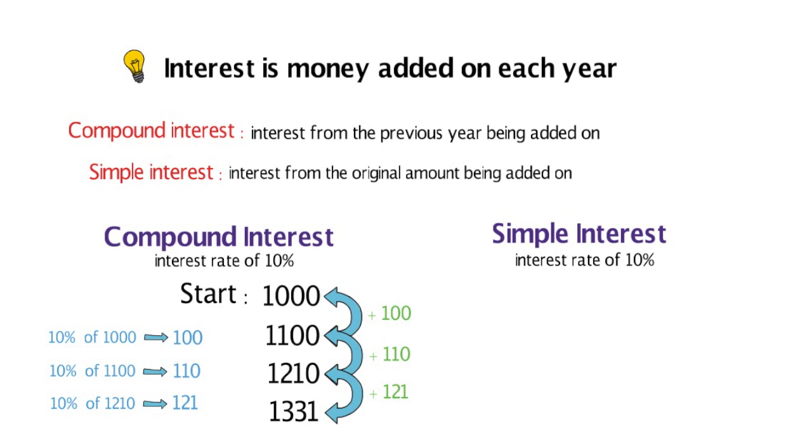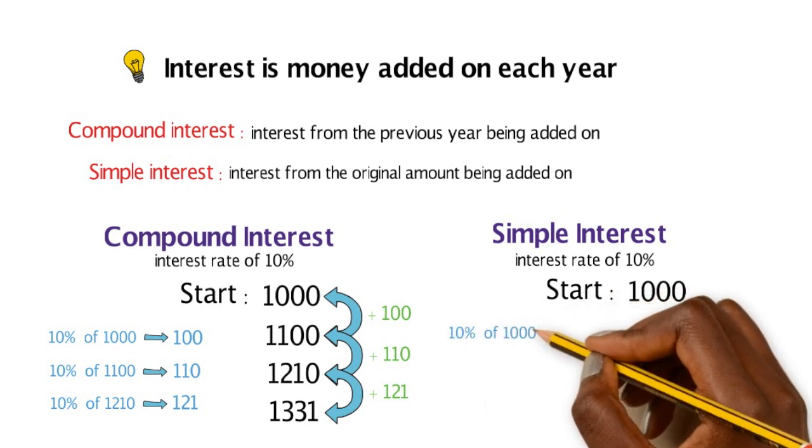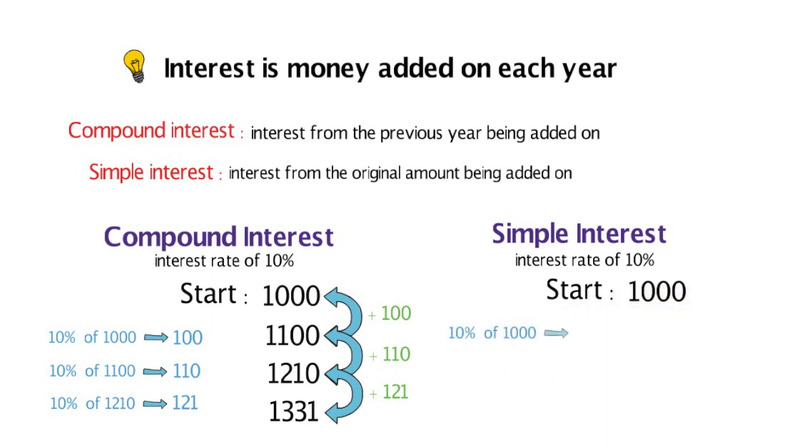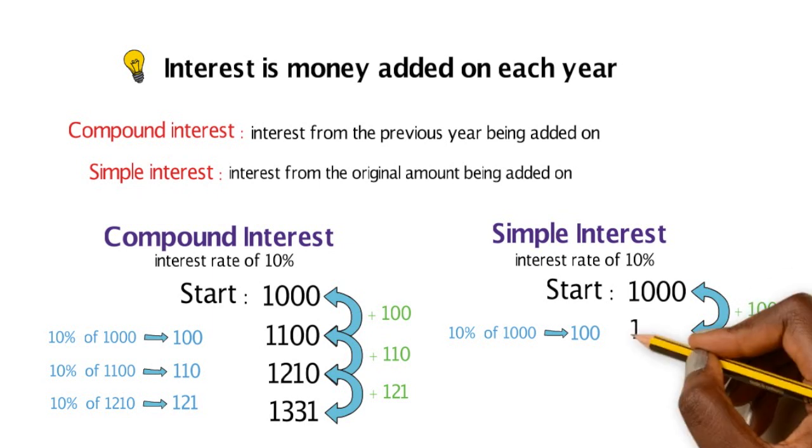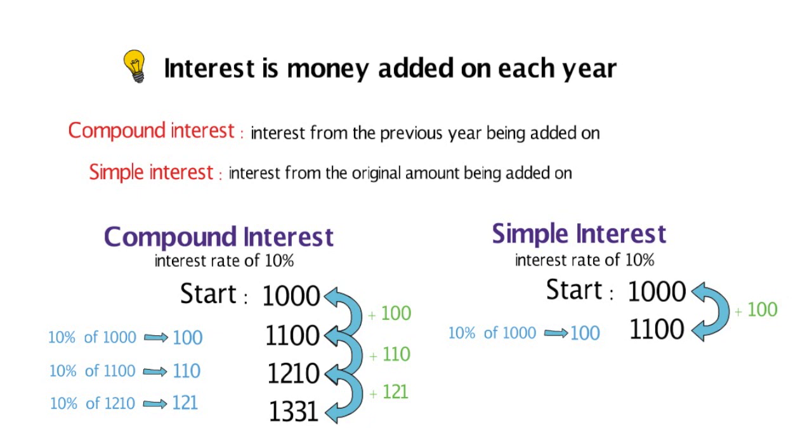Whereas with simple interest, again, a simple interest bank account with a rate of 10%, just using 10% as an easy value, this is very unlikely in real life. Let's say you started off with 1,000. The method is the same in the beginning, so you'd work out 10% of 1,000, which is 100. And so you would add 100 onto 1,000, and so after 1 year you would have £1,100.